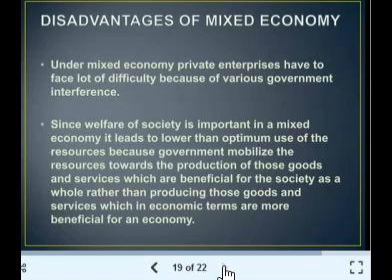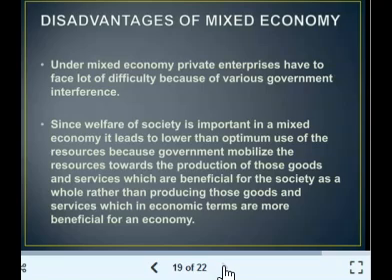Some of the disadvantages: in mixed economies, of course, private enterprises have a lot more difficulty because of the government interference into what they're trying to do. While private enterprises may be more innovative and less bureaucratic, sometimes the government, depending on what it is, will get involved and slow down the process, or they still have to check with the government to get things done. So it can still become somewhat bureaucratic.